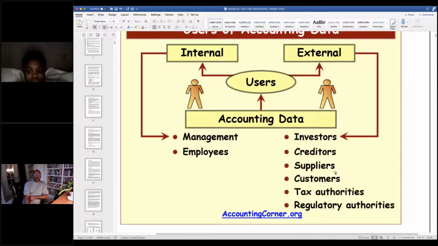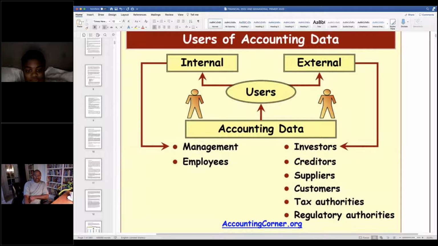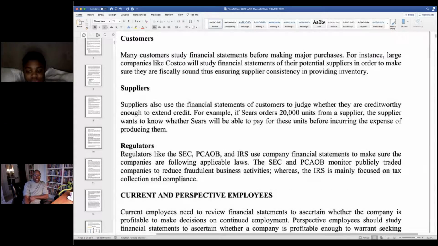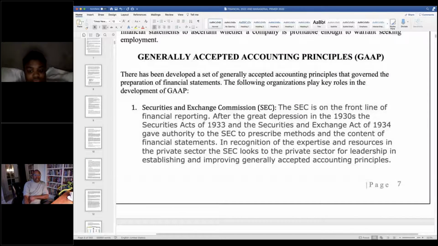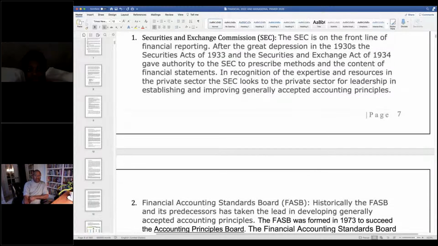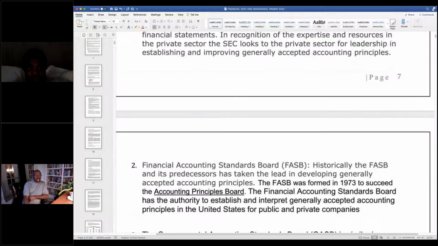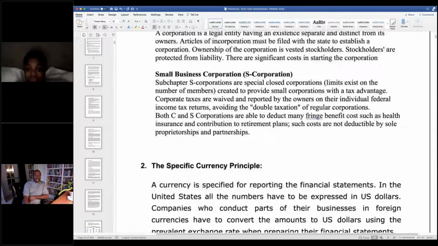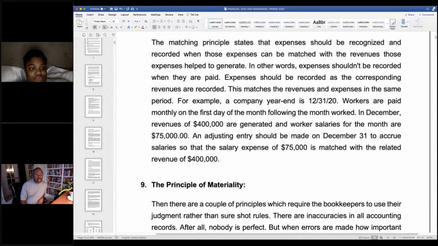Investors, creditors, tax authorities. So no matter what your major is, you need to understand financial statements. That's the bottom line of business. We have generally accepted accounting principles that are put out by the Securities and Exchange Commission and the Financial Accounting Standards Board. And we have these 15 principles that you can scan. We're not overly into that in this course.